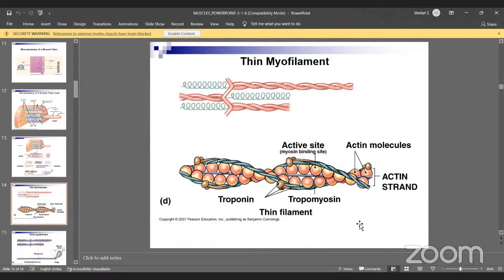Then the thin myofilament: the active site, actin molecules and actin strands, troponin and tropomyosin form the thin filament. This thin filament is activated for the particular movements.